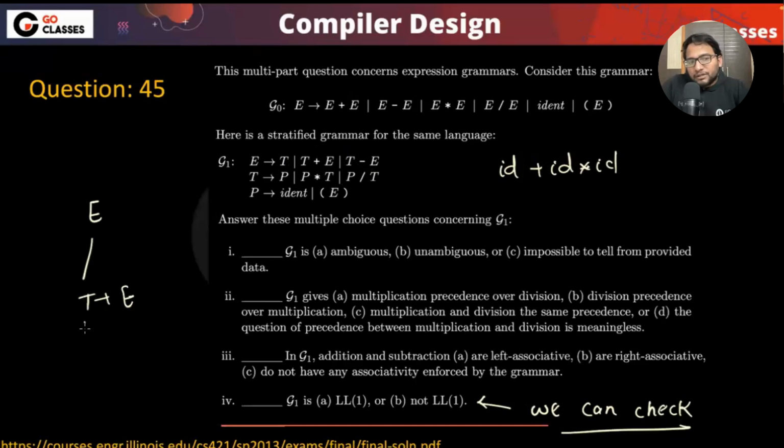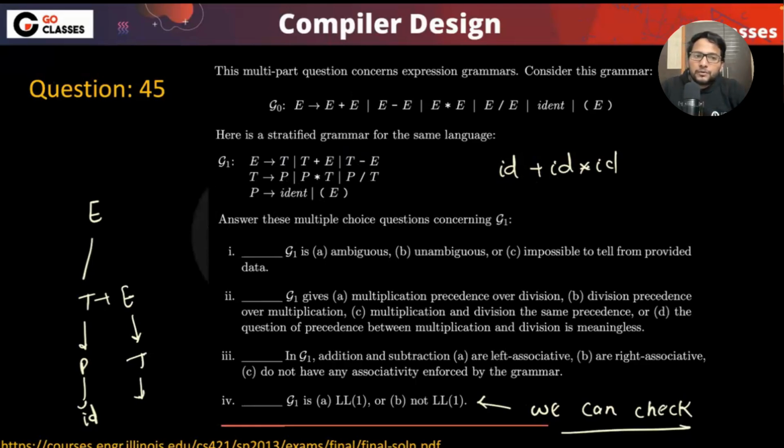And then from this T, it is for sure that you will go to P and then ID, because this is ID only. There is no other parse tree. From this E, if you want to generate ID into ID, then first just label it down, and then use this into, right? So it seems like there is only one way.